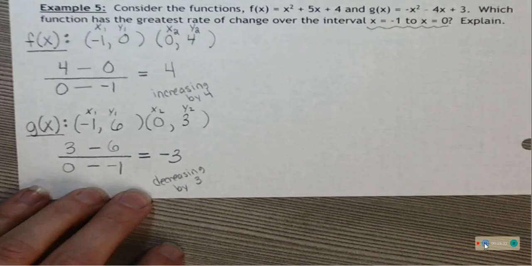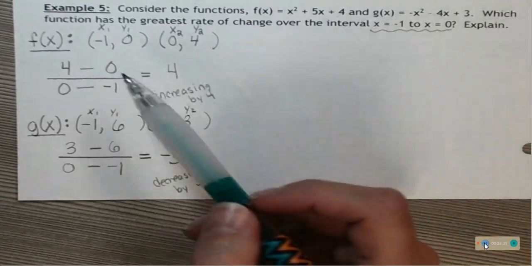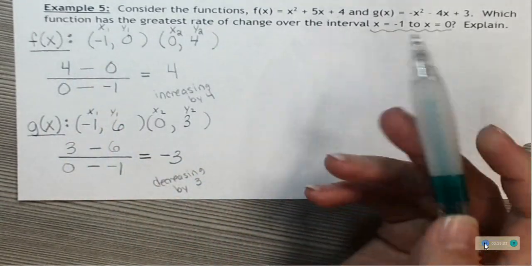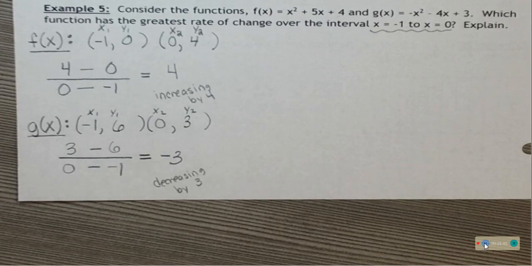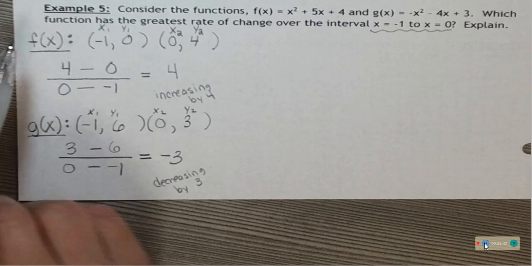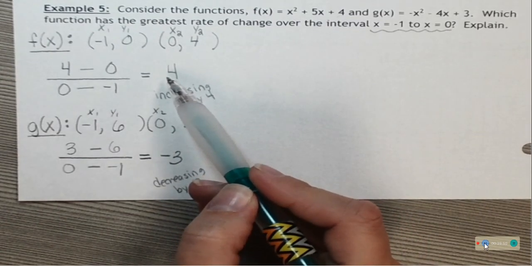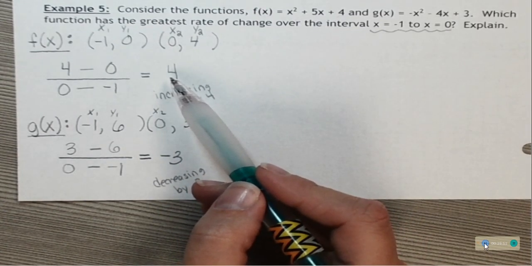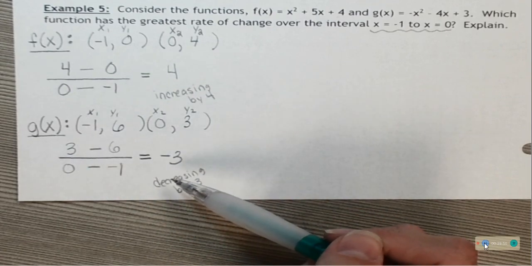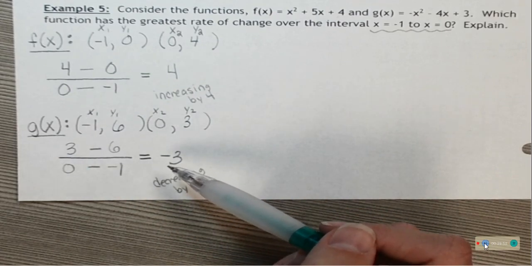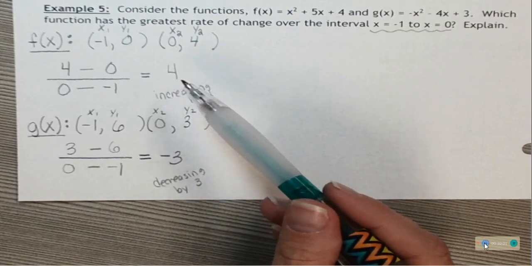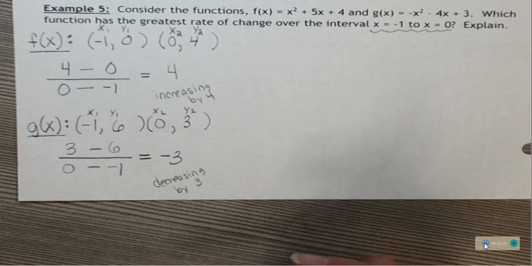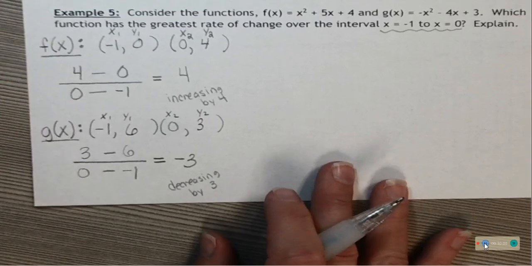Now, you were asked, which of these functions has a greater rate of change? You don't worry about the negative. The negative simply tells you direction. You worry about which one's happening faster. f of x is increasing at a rate of 4 to 1. So it's increasing by 4 every time. g of x is decreasing by 3 every time. What is faster, increasing by 4 or decreasing by 3? Increasing by 4. So which one has a greater rate of change? 4, which is f of x.